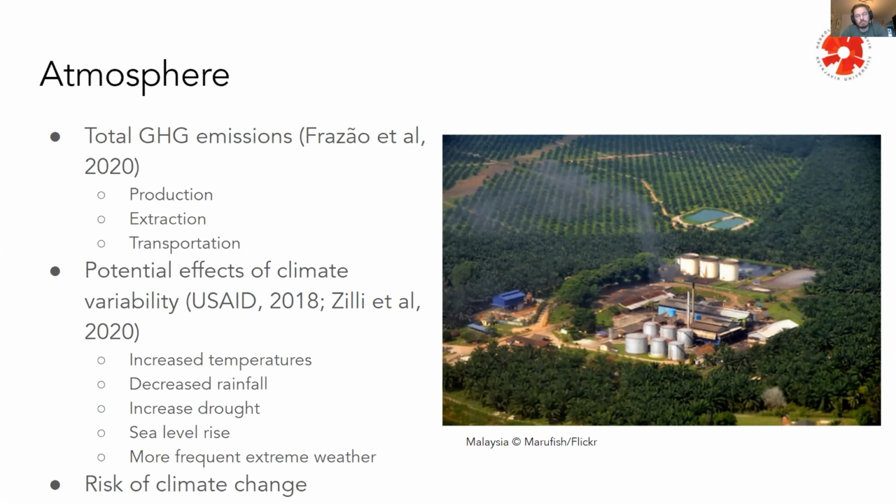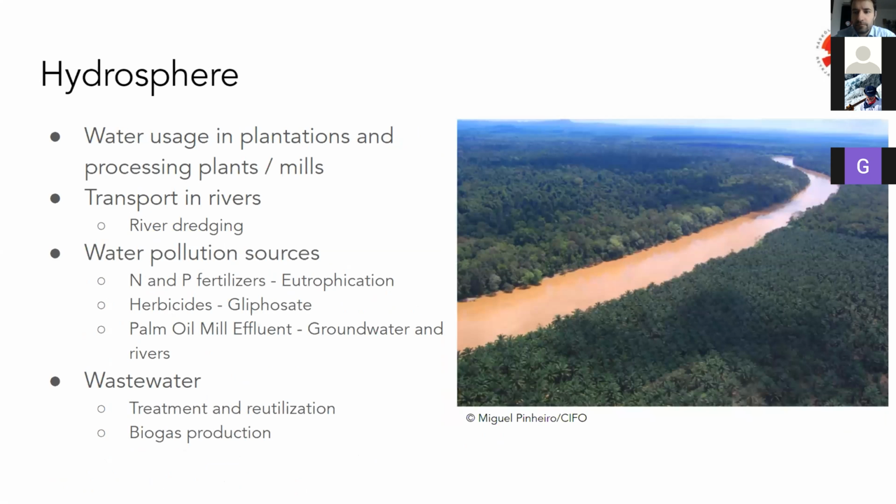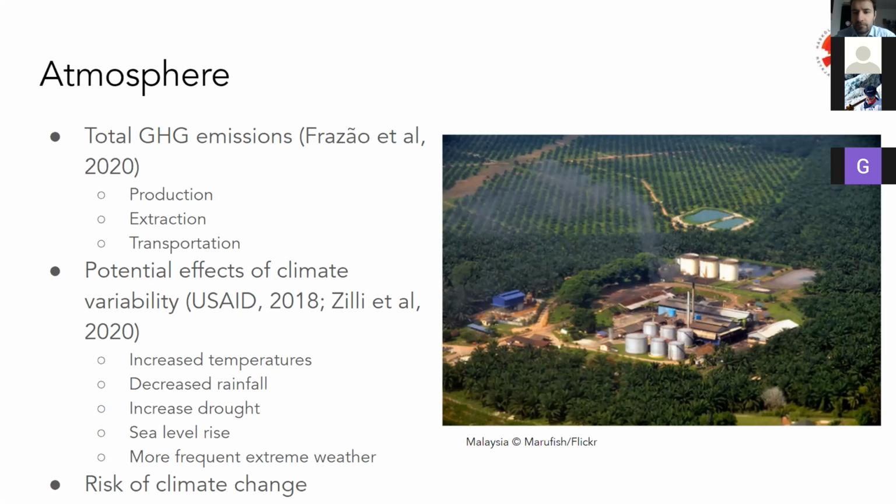There are some projections that it'll be pretty intense over the central part of Brazil, and it could result in a rising number of days with temperatures above 34 Celsius, and warmer and drier days. So how that might affect the industry. And then precipitation is expected to increase over western Amazon and South Brazil, but decrease over eastern, northeast, and southeast. So there's a lot of impact on the atmosphere, I think, from the type of production that palm oil has.